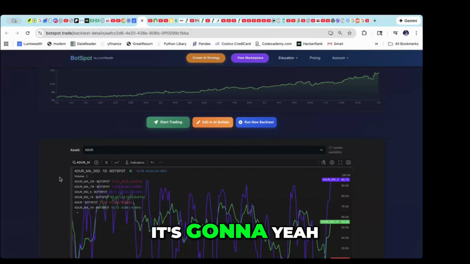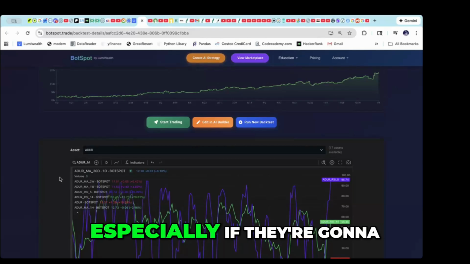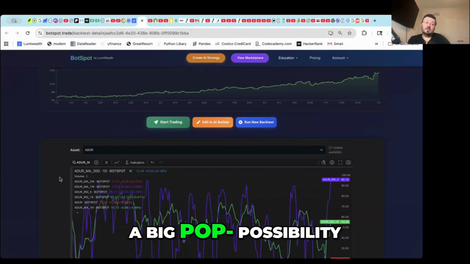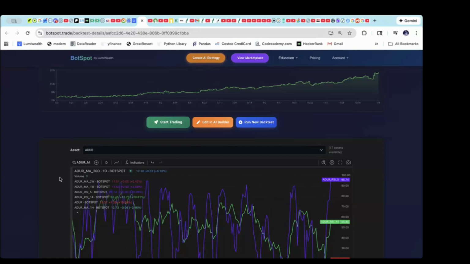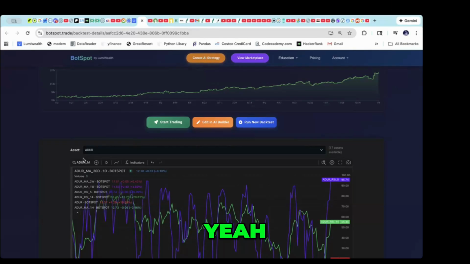I put that one on my list, my last one. It's been up and down, but I think it has the potential to blow up this year, especially if they're going to put $500 billion into AI. I think it's going to have a big possibility this year. I'd throw 5 grand into this. Why not? Let's do it.